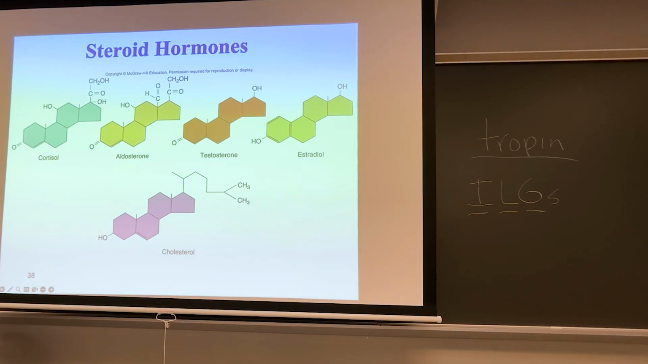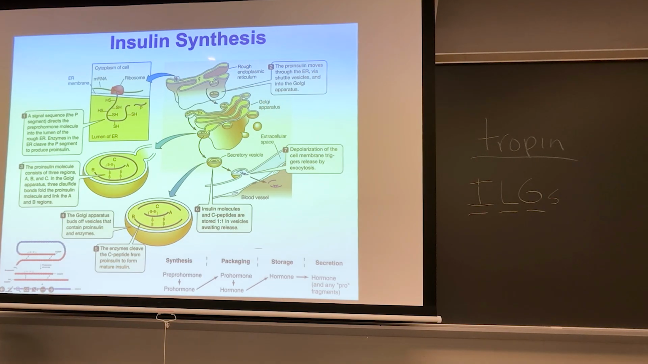The only thing I'm going to do about steroid hormones is show you them. Now, steroid hormones, the one difference between proteins and amino acids is you can produce them and store them in vesicles, right? Because they're hydrophilic. They dissolve in water, right? Or at least part of them does. And so you can store them in vesicles.